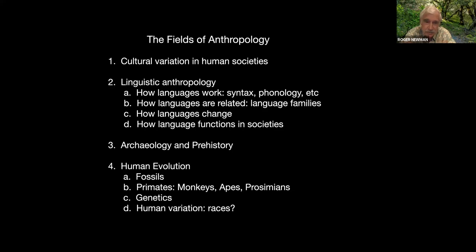And then human variation, the question of are there races? What are the differences between people and what is the cause? And of course, in all of this stuff, we're dealing with Darwinian evolution. I won't go into that here, but that kind of underlines everything.